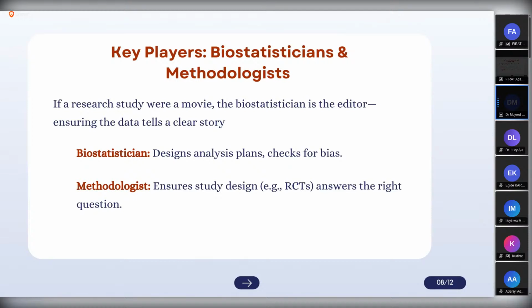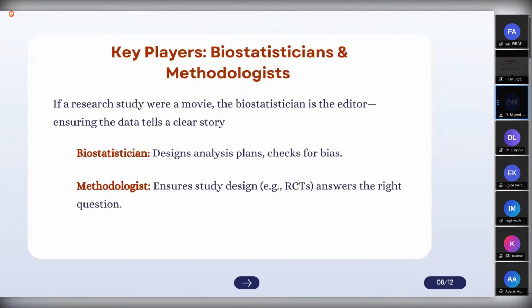For observational study design, you can have case series, you can have cross-sectional studies, you can have case control studies, you can have cohort studies, which can be either prospective or retrospective. Then for experimental studies, you can have real experiments, you can have quasi experiments. Real experiment, an example can be your randomized control trials.